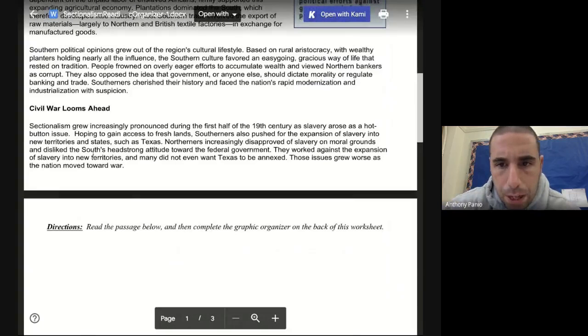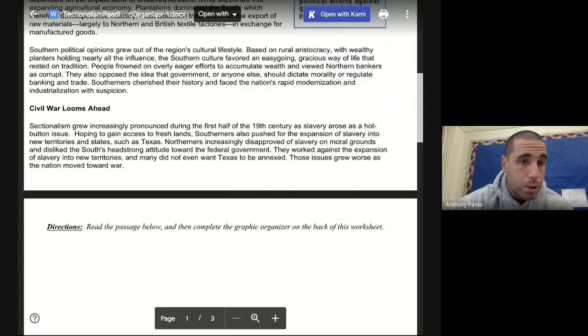Sectionalism grew increasingly pronounced during the first half of the 19th century as slavery arose as a hot-button issue. Hoping to gain access to fresh lands, Southerners also pushed for the expansion of slavery into the new territories and states, such as Texas. Northerners increasingly disapproved of slavery on moral grounds and disliked the South's headstrong attitude toward the federal government. They worked against expansion of slavery into the new territories. So we'll talk about stopping the spread of slavery as opposed to stopping slavery. But for now, we're going to look at how the North wanted to stop the spread of slavery.